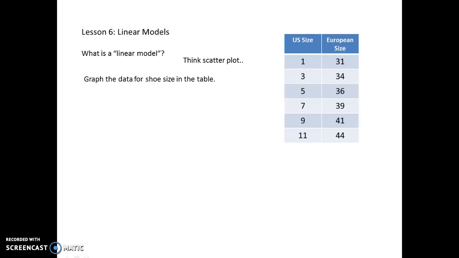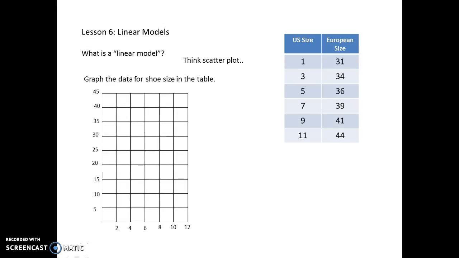For example, I have shoe sizes, US and European sizes. Yet they definitely measure things differently in Europe. So we're going to graph this data and see if it's a linear model. So first we need a graph. There's our graph. My US sizes are on the bottom. And then these are my European sizes over on the y-axis.